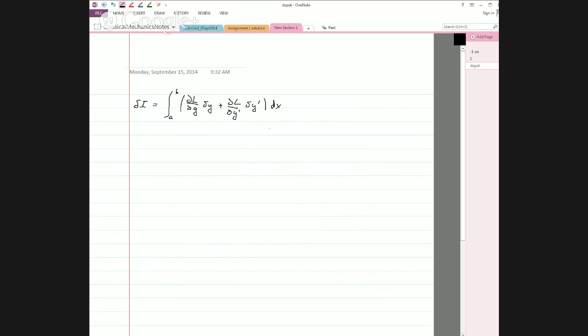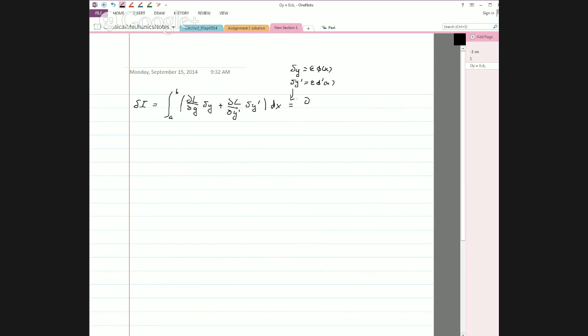So it seems a bit hand-wavy. So let's go back to the epsilons and the phi's that we've already defined. So that's the same now. Recall, delta y is epsilon times phi of x, right? And delta y prime is epsilon times phi prime of x. We'll put that in here.